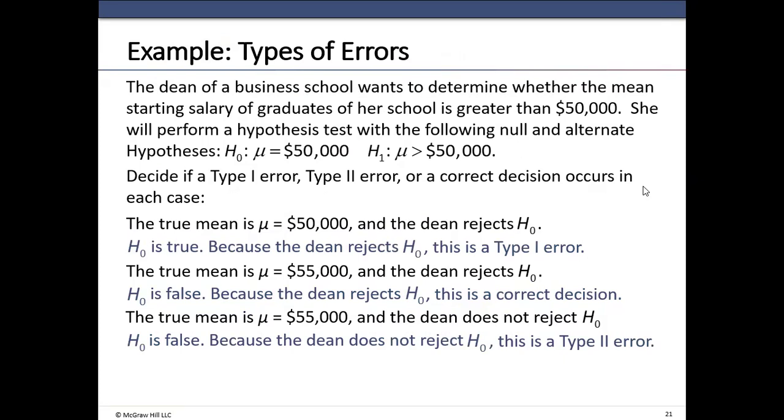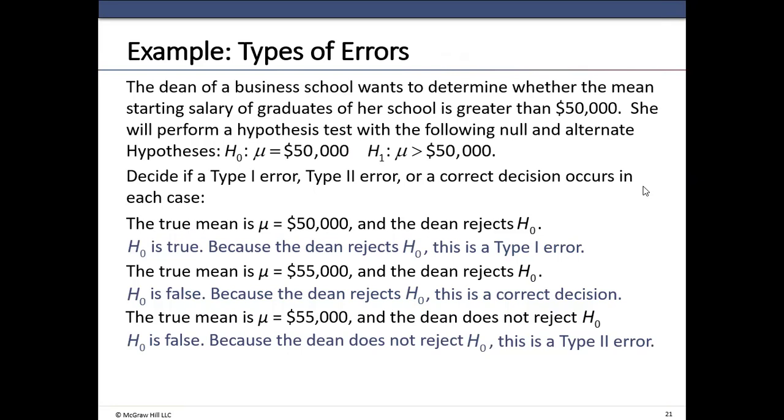Examine types of error. The dean of a business school wants to determine whether the mean starting salary of graduates of her school is greater than 50,000. So the alternate is mu greater than 50,000. She will perform a hypothesis test with the following null and alternate hypothesis. Null is mu equal to 50,000, alternate mu greater than 50,000.